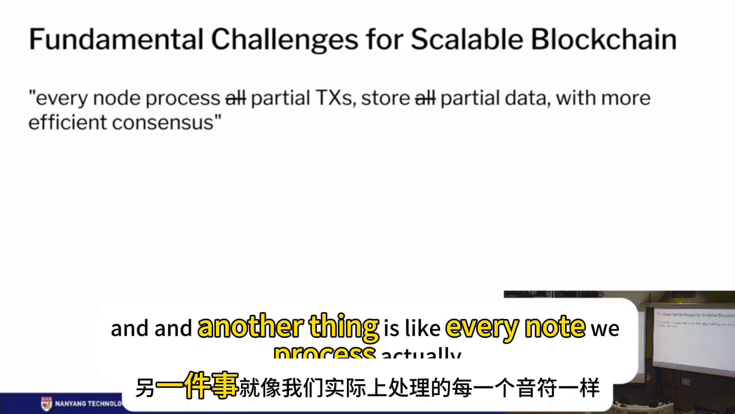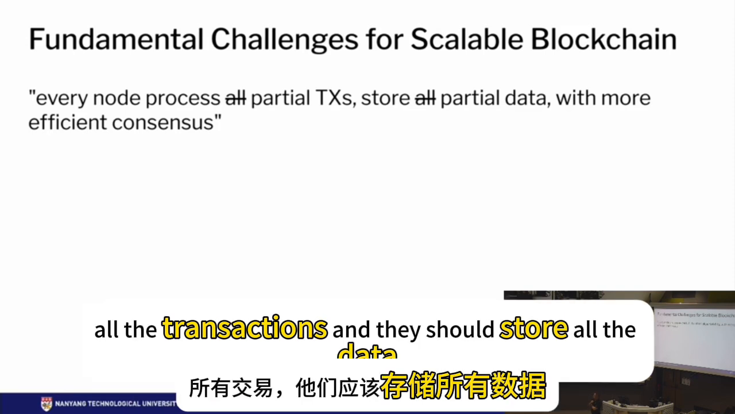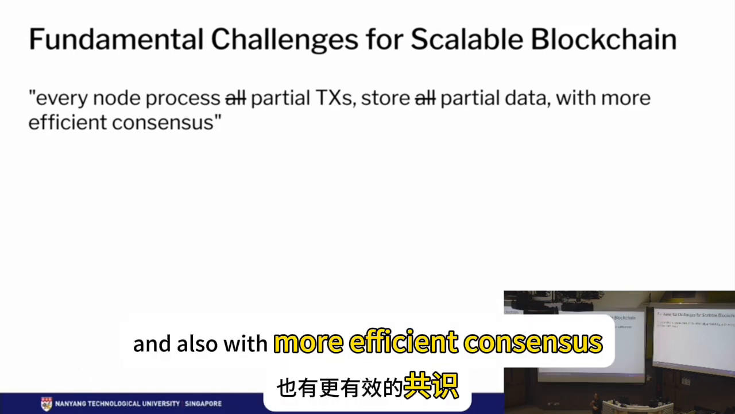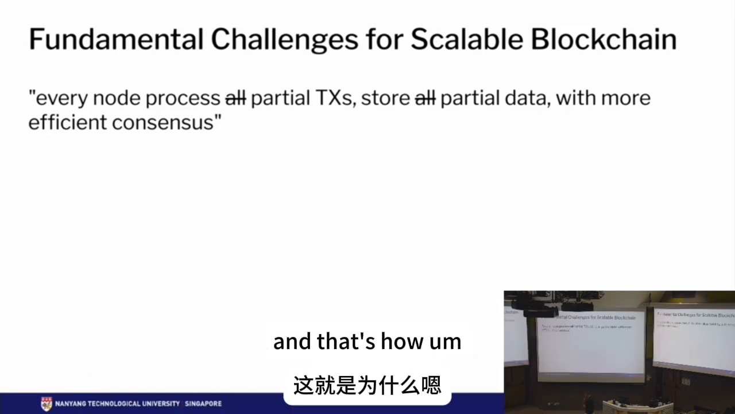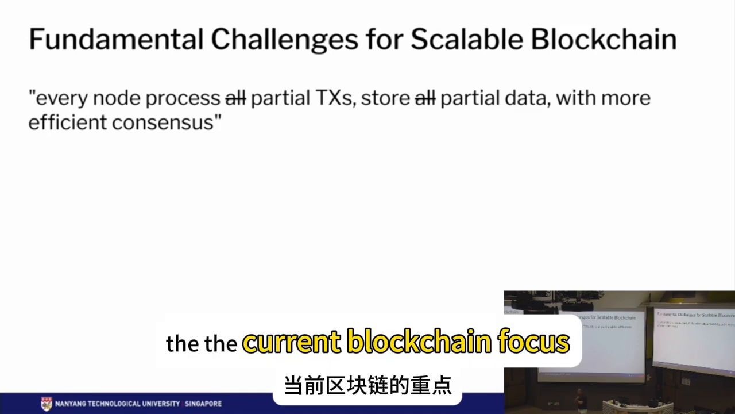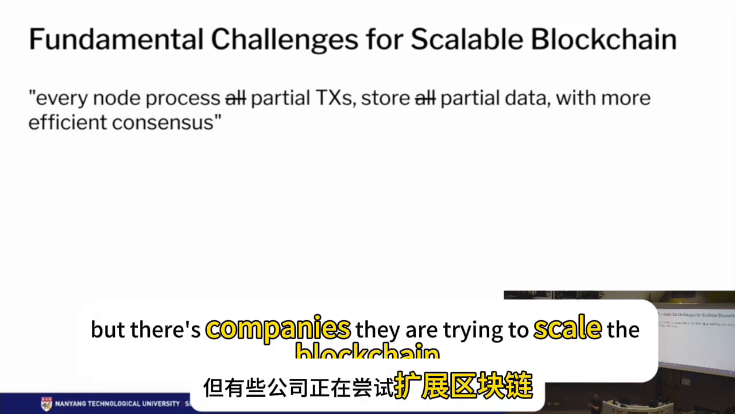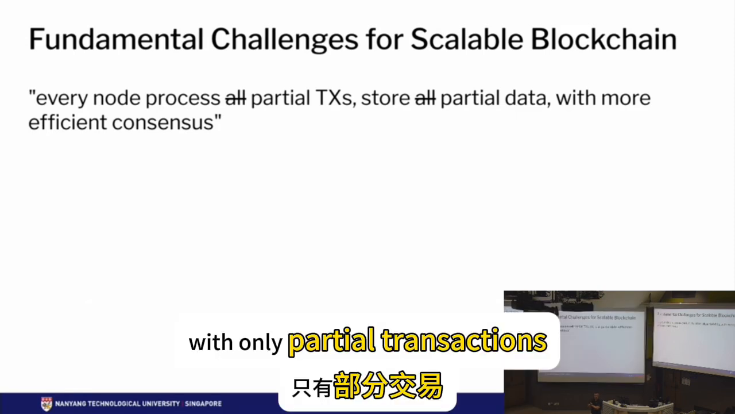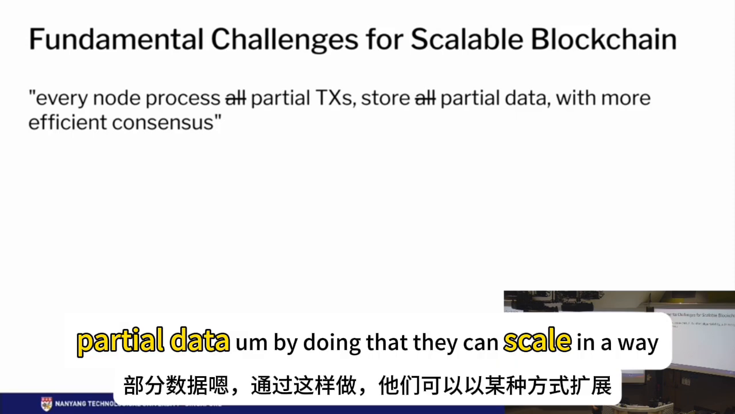Another thing is that every node actually processes all the transactions, and they should store all the data, and also with more efficient consensus. That's what current blockchains focus on. But there are companies trying to scale the blockchain with only partial transactions and partial data. By doing that, they can scale in a way.